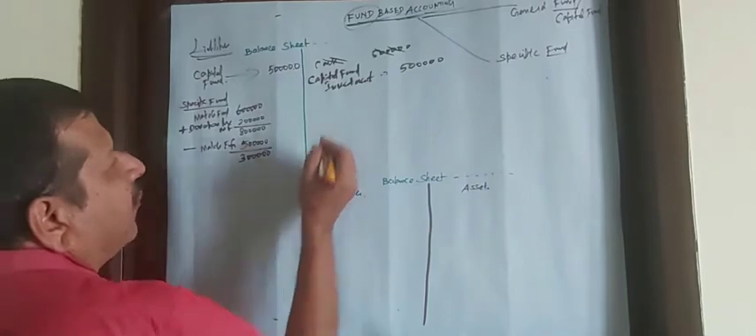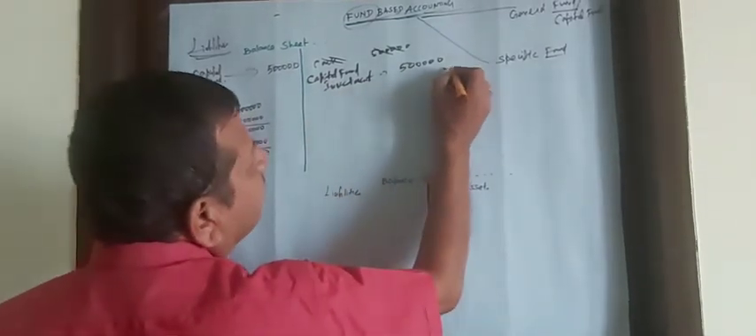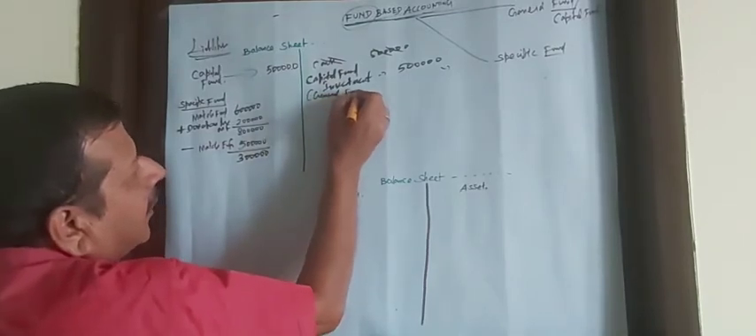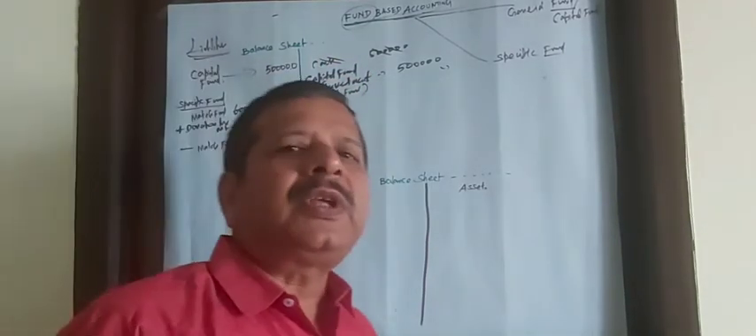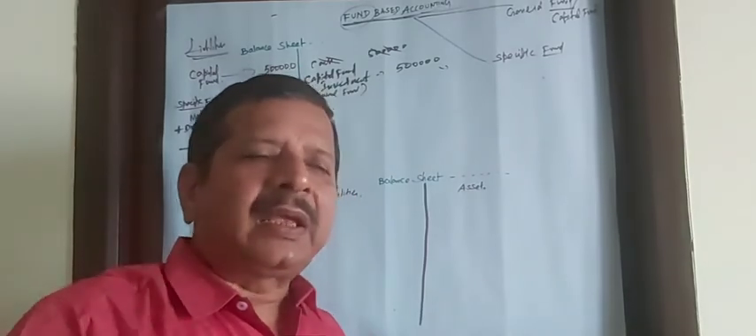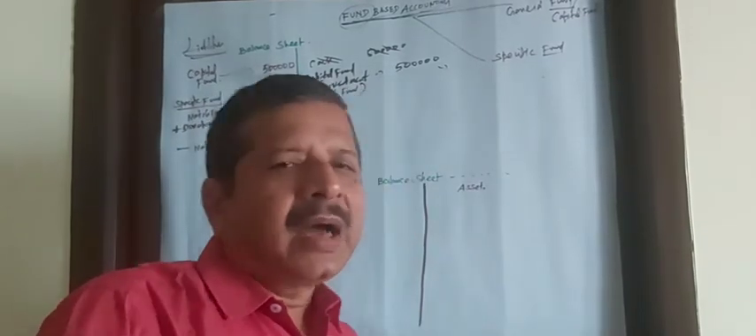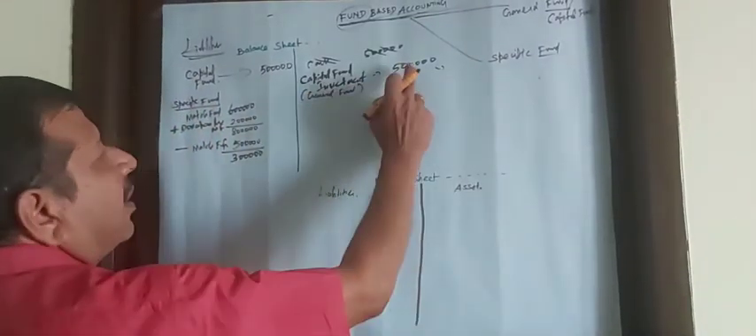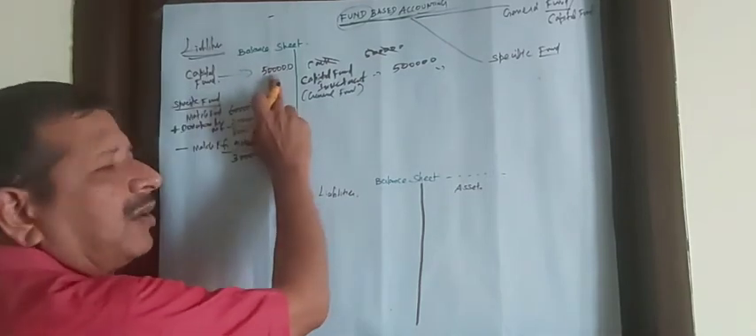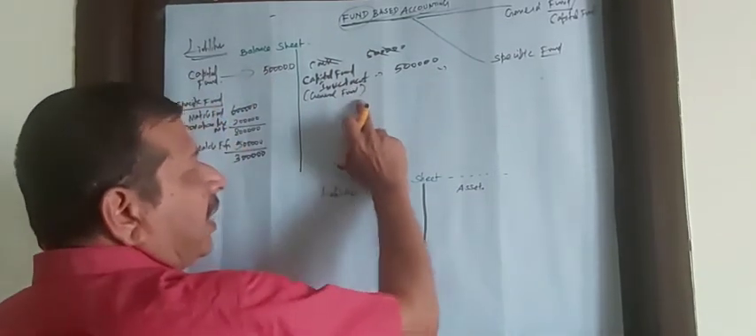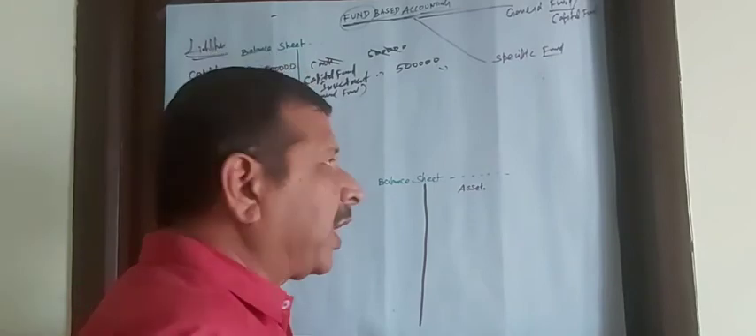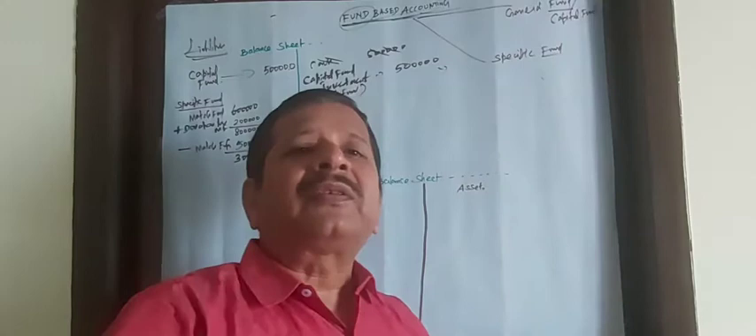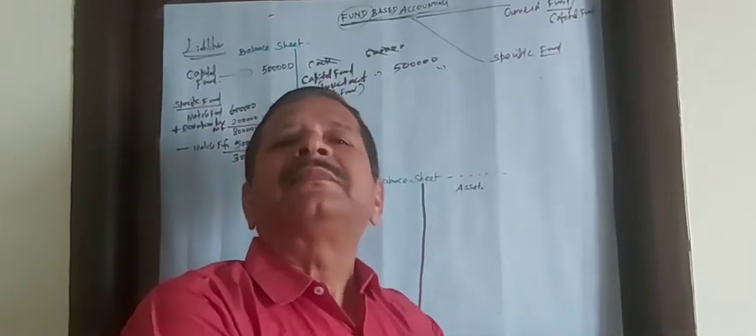This capital fund is otherwise called the general fund. So we can use the words interchangeably, either capital fund or general fund. So the general fund investment here is 5 lakhs. We have capital fund 5 lakhs. Here the capital fund investment is 5 lakhs. Okay. I told why we are investing.